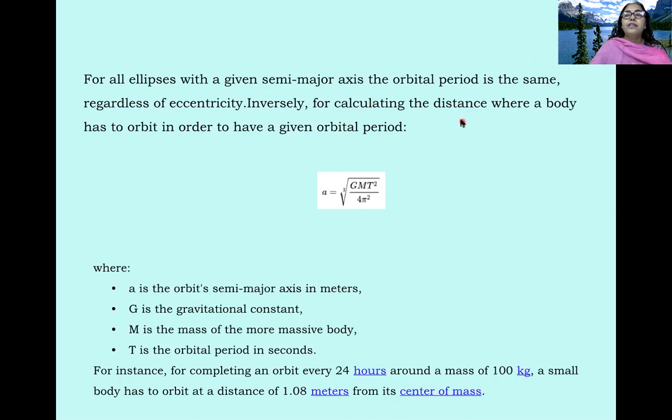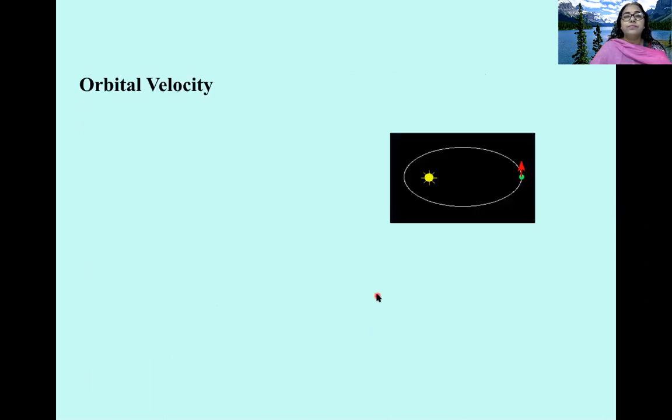For calculating the distance where a body has to orbit in order to have a given orbital period, a is given by this equation, where a is the orbital semi-major axis, G is the gravitational constant, M is the mass of the body, and T is the orbital period. Now this orbital velocity is given by this animation.